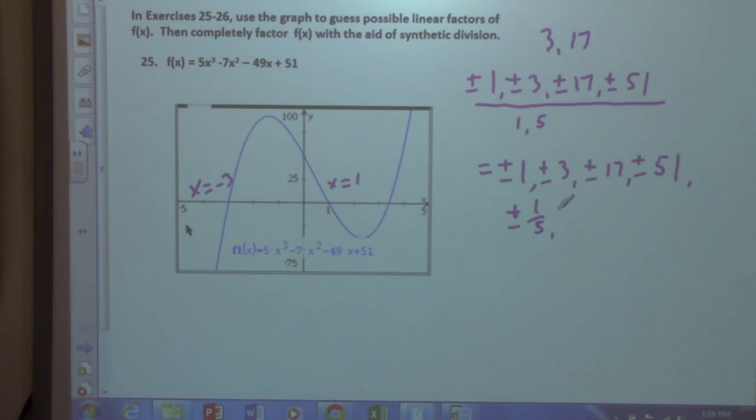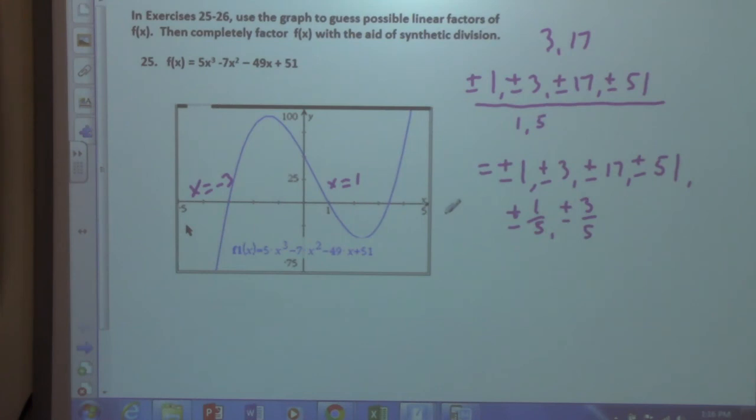And then 3 divided by 5. Wait, so what's the reason behind the 1 and 5? Where did the 1 come from? I know where the 5 came from. Oh, you mean the 1 here? Yeah. 1 is a factor of 5. So you factor out the 5, which is 1 and 5.